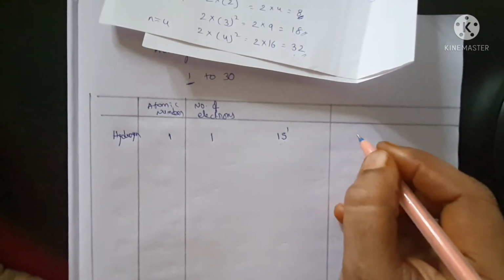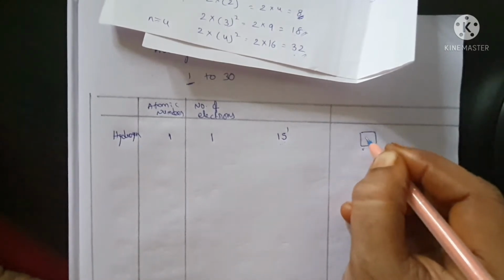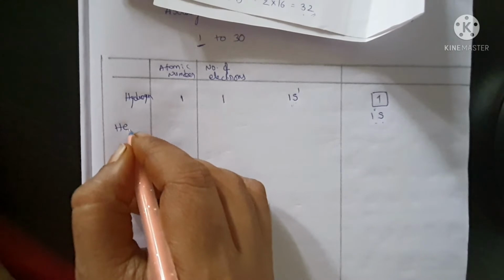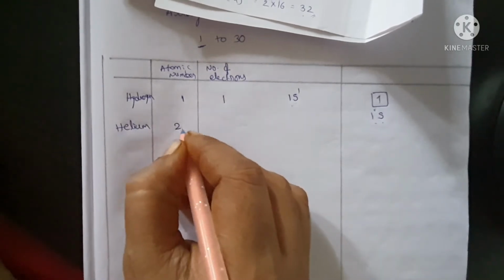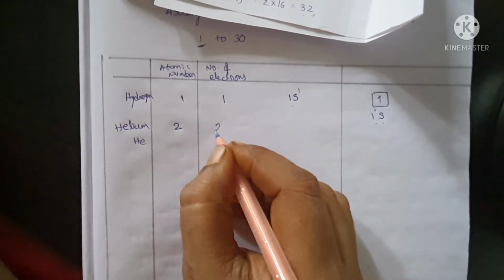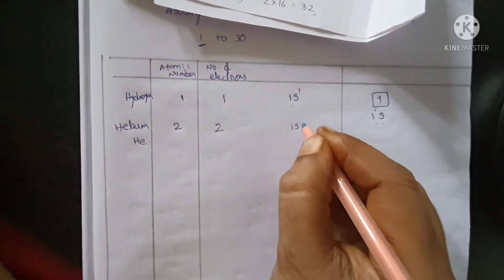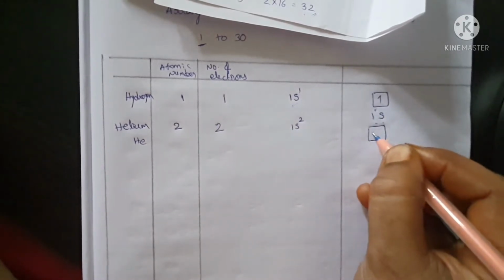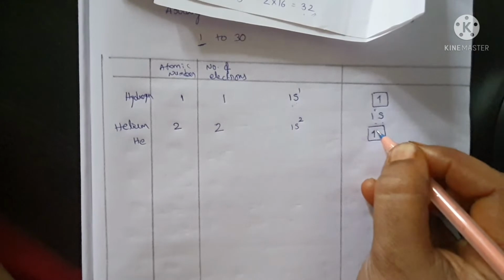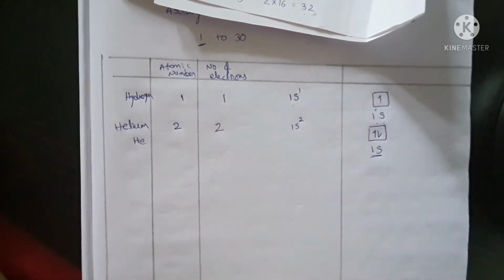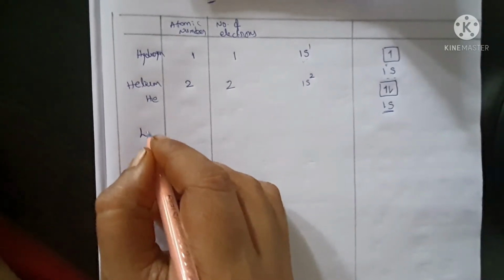The schematic representation is like this, because there is only 1 electron in the 1s. For helium, atomic number is 2, symbol is He, and the number of electrons is 2. This is denoted as 1s2. The schematic representation is one electron like this and the other electron like this. This is also 1s.